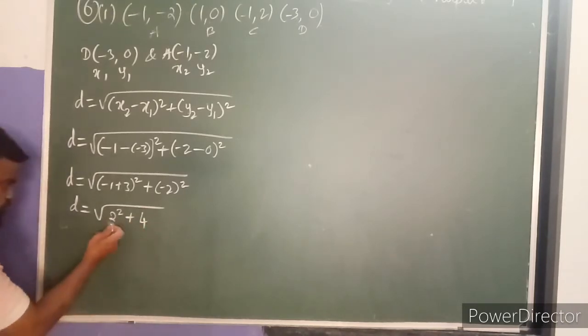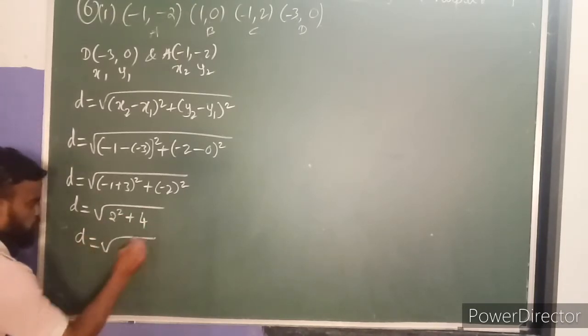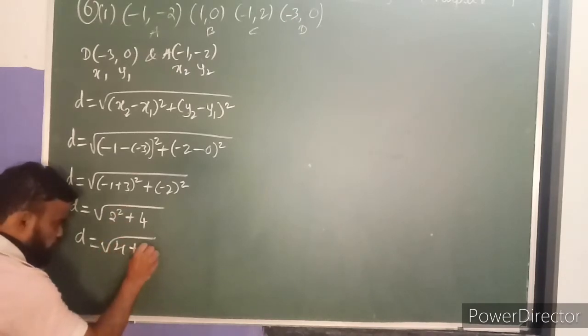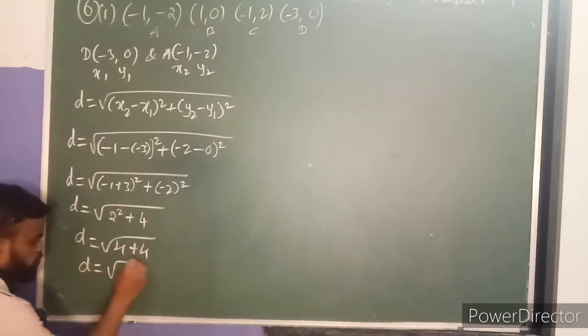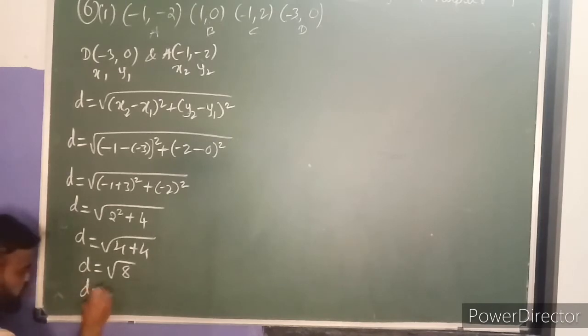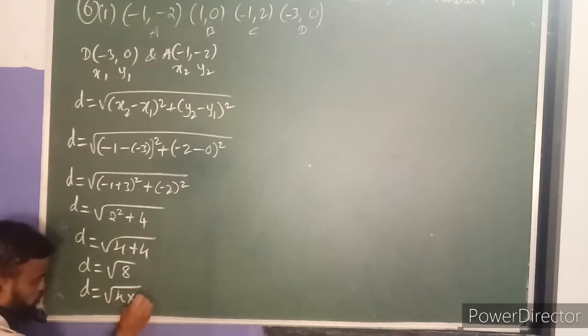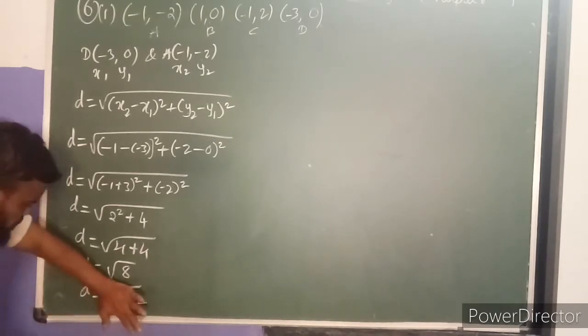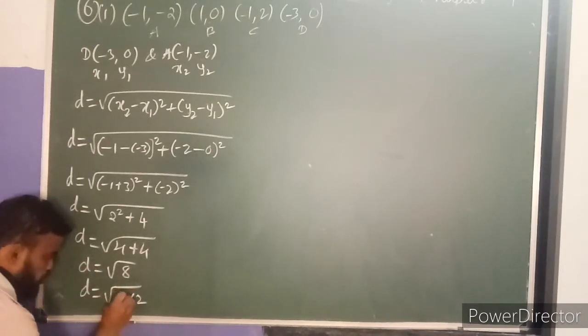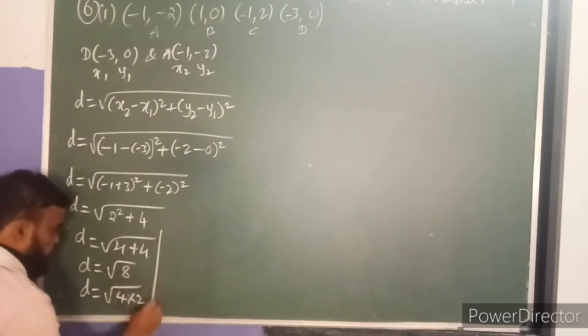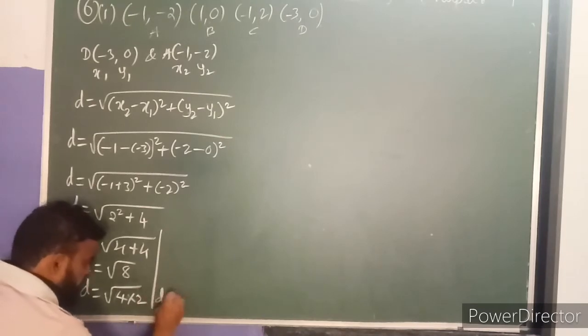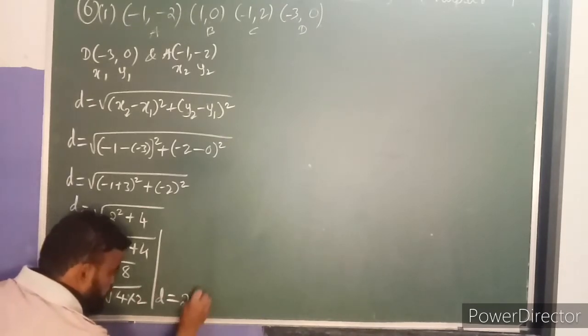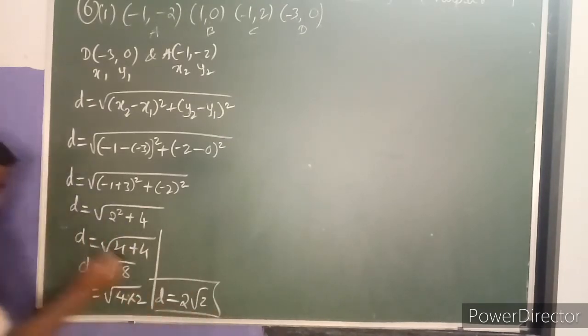Minus into minus, plus 2 square is 4. Again root of 4 plus 4, we got the same, root 8. Again we have to split it: 4 times 2, the square root of 4 is 2, so we got 2 root 2 as the answer.